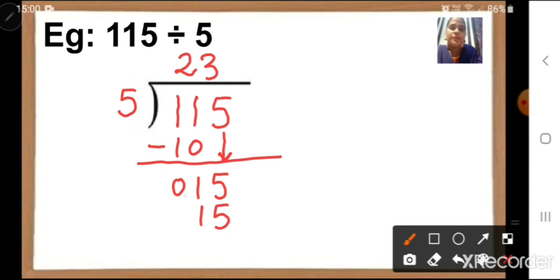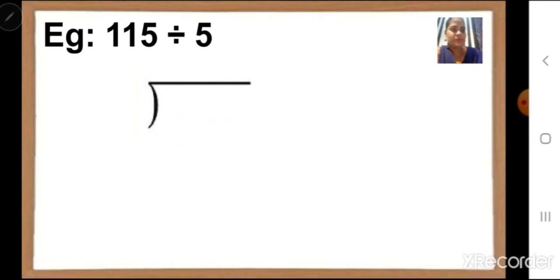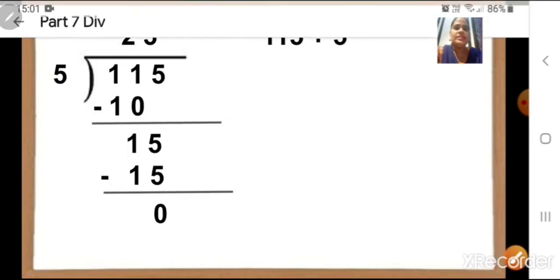Okay, then we'll put a minus sign and then we'll subtract. 15 minus 15 is equal to 0. This is how we are going to divide a 3-digit number by a 1-digit number. Go step by step. Okay. See children, here I have shown.